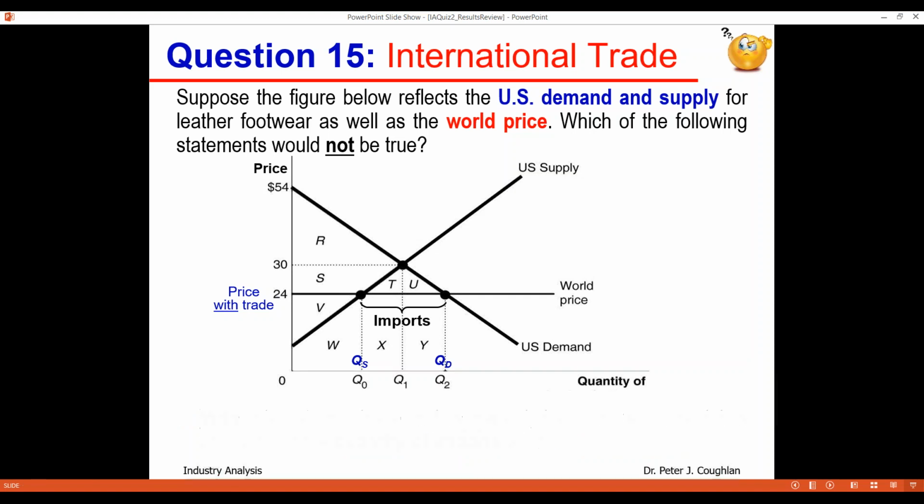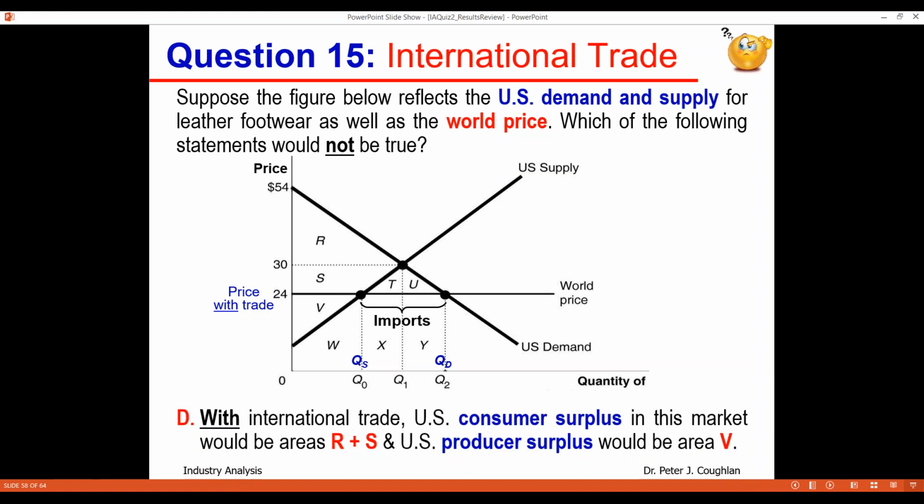And finally, what about answer D? Answer D says with international trade, consumer surplus is R plus S, and producer surplus would be V. Well, let's look at this. What is going to be consumer surplus in this market? The consumers are paying a price of 24, right, and they're consuming a quantity of QD or Q2 here. So therefore, consumer surplus is this area here.